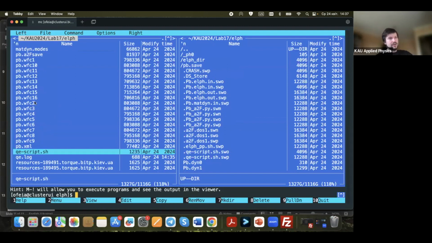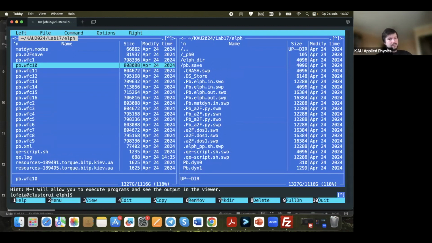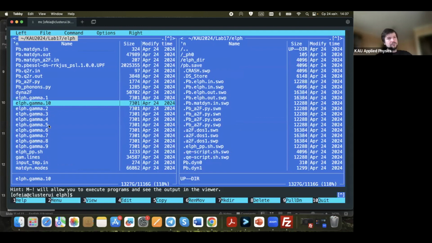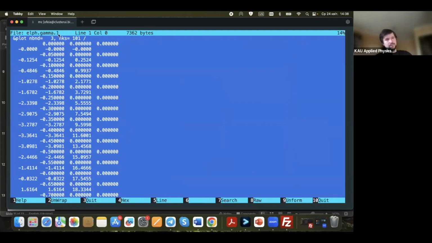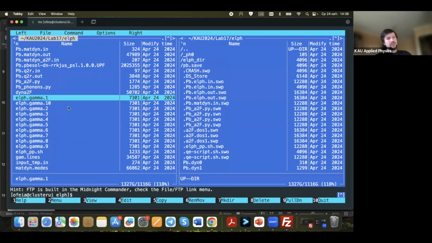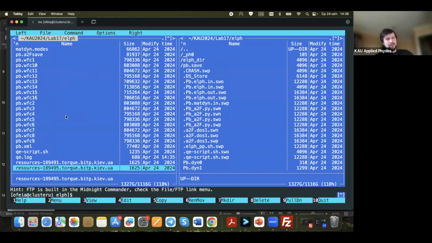And then we have all this, see, we have these 10 files. Each file stands for broadening. Elf gamma 1, like K point or Q point. And for each mode, we have this phonon broadening. These files will be used then for the next step.